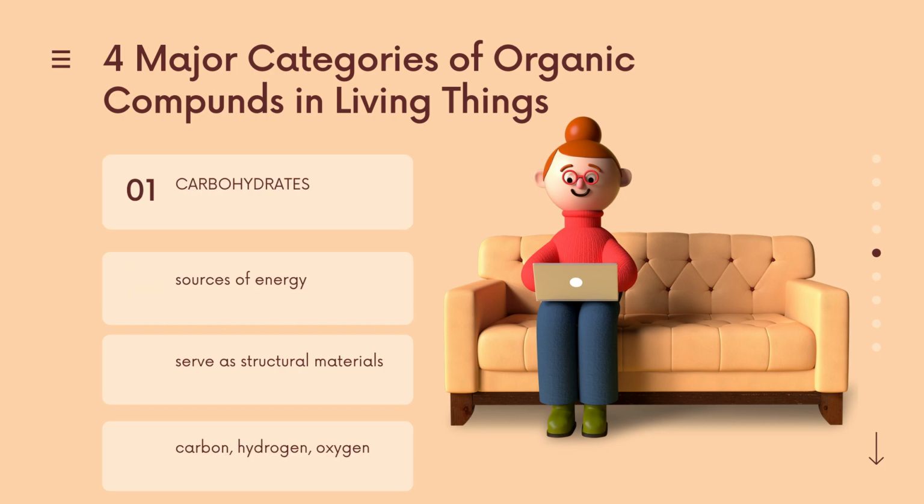Now, let me give you just a summary of important concepts that relate to these organic compounds. Let's start with carbohydrates. Almost all organisms use carbohydrates as sources of energy. In addition, some carbohydrates serve as structural materials. Alright? Carbohydrates are molecules composed of carbon, hydrogen, and oxygen. And the ratio of hydrogen atoms to oxygen and carbon atoms is 2:1.